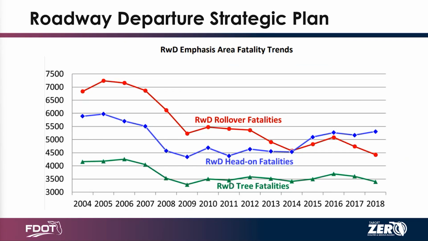So we talked about the rollover, head-on, and tree fatalities, which are from the roadway departure crashes. And we are making progress. We are getting lower with the fatalities and reducing those numbers. Something interesting here is seeing how the head-on are increasing and now currently surpassing the rollover fatalities, with those tree collisions still being in the number 3 spot. Let's look into those in a little bit more detail.